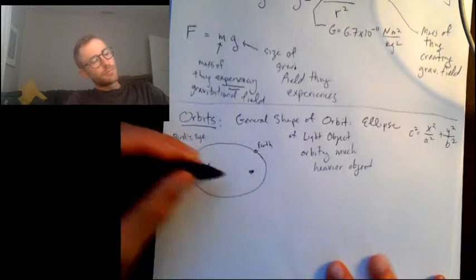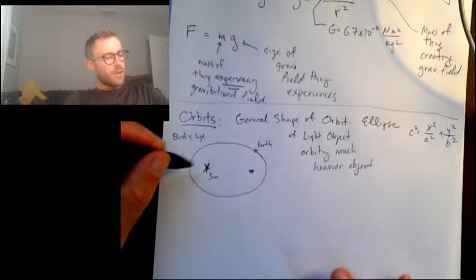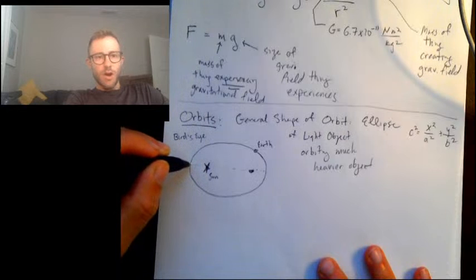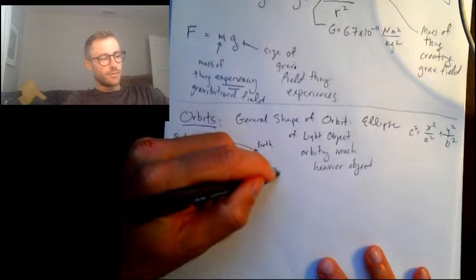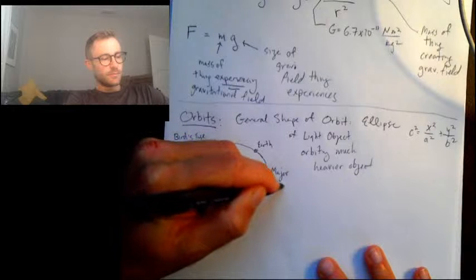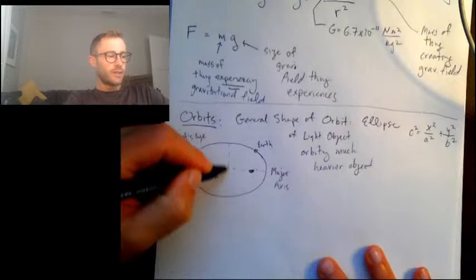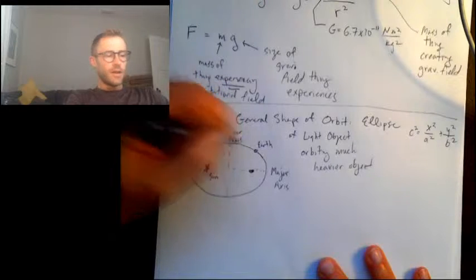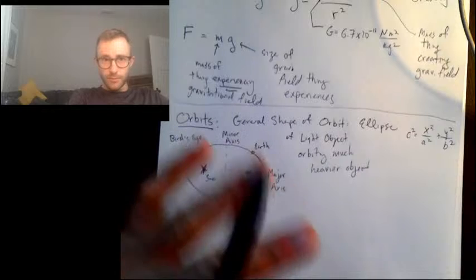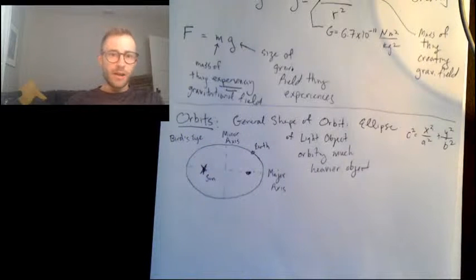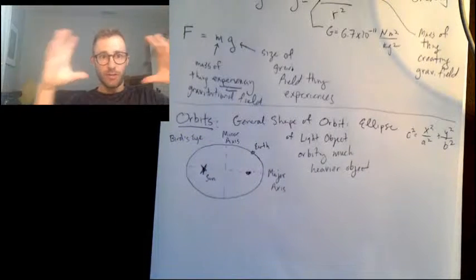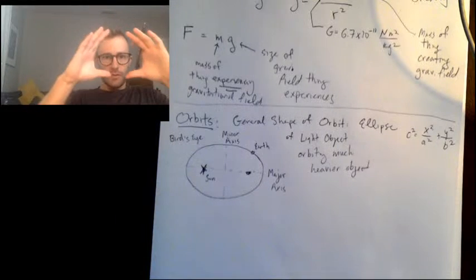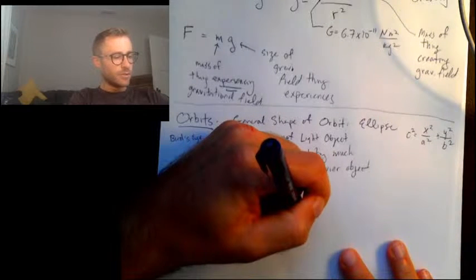Now, if we look at an ellipse, it has a long axis, which is called the major axis, and it has a short axis called a minor axis. And so for a circular orbit, the minor axis and the major axis are going to have the same length. But if we think about a really extreme oval, so maybe something that looks like this.